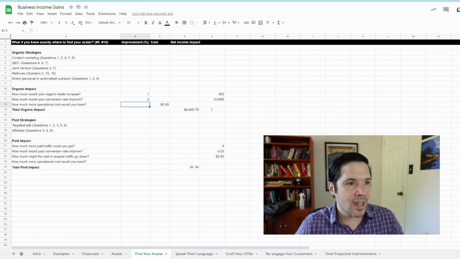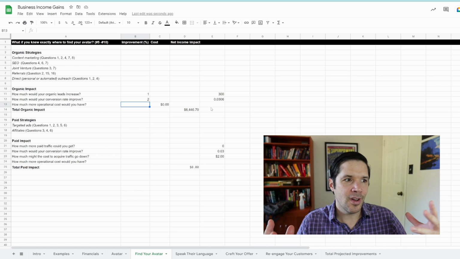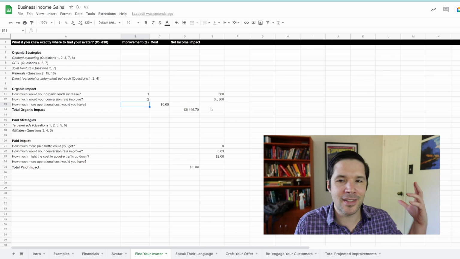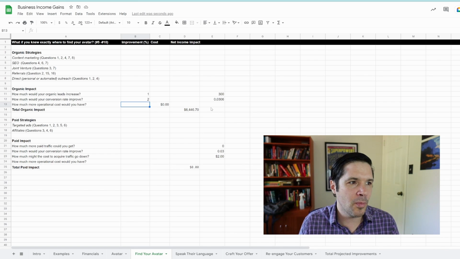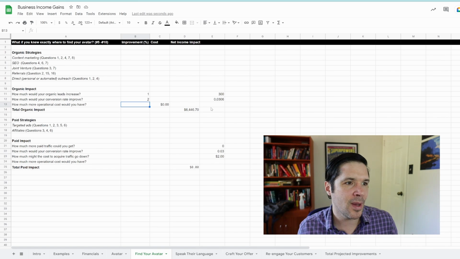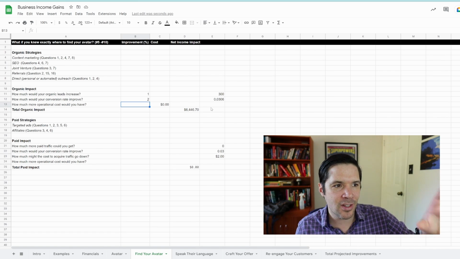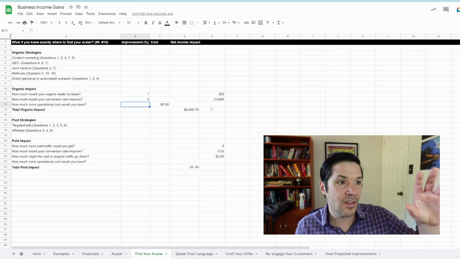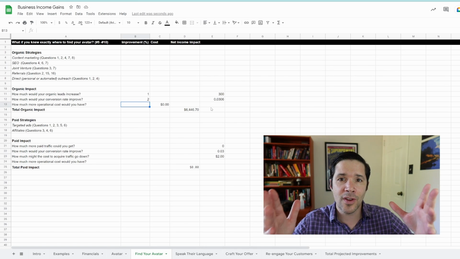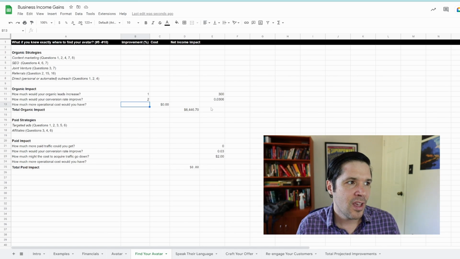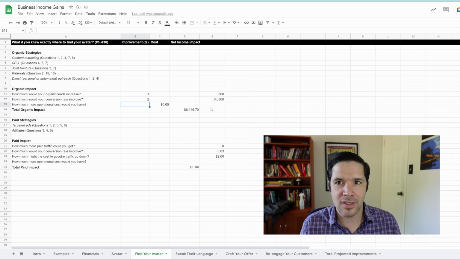So we did a gut check. We adjusted our organic leads down to think about it more. We actually adjusted our conversion rate up after we thought about that, and ended up around $6,400 of net income impact. Now, that's not total revenue impact, that's net income. So that's an example of working through this entire process.